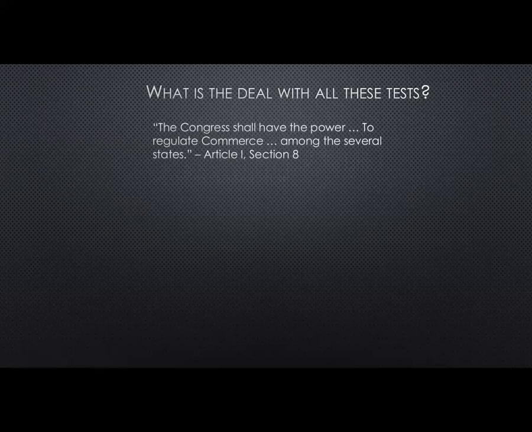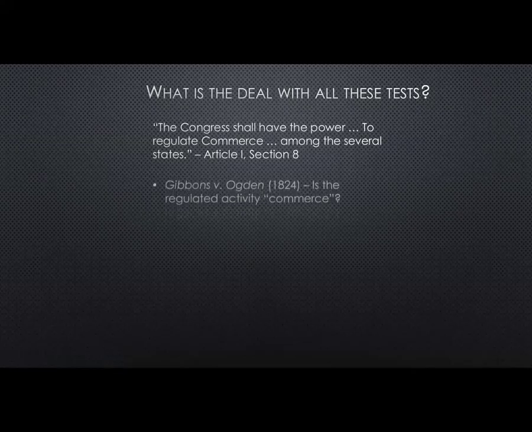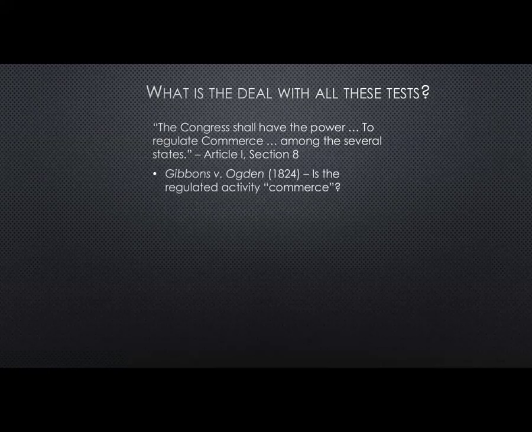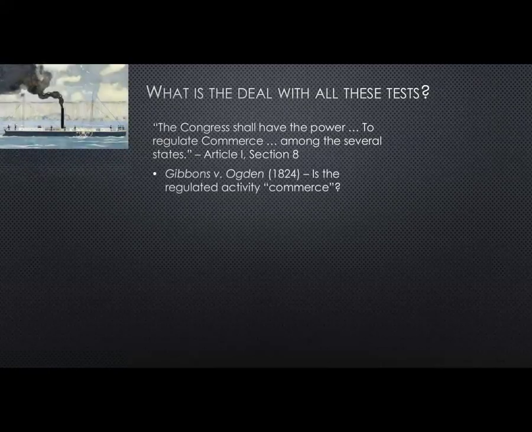Here's the language of the Commerce Clause. The Congress shall have the power to regulate commerce among the several states. That's Article 1, Section 8. That's one of the very specific enumerated powers to regulate commerce among the several states. But despite how specific that is, there have been many different tests that the court has used to interpret its meaning. Going back to the earliest incident was the Gibbons versus Ogden case involving steamboat licenses. In that case, the court used this test. Is the regulated activity commerce? The court was just trying to define commerce.